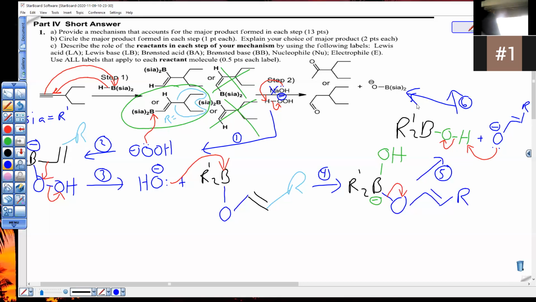H bonded to O, bonded to an alkene. You can keep your R. And the O is on the end. Get rid of the product where the O is not on the end. We'll explain why in a second.